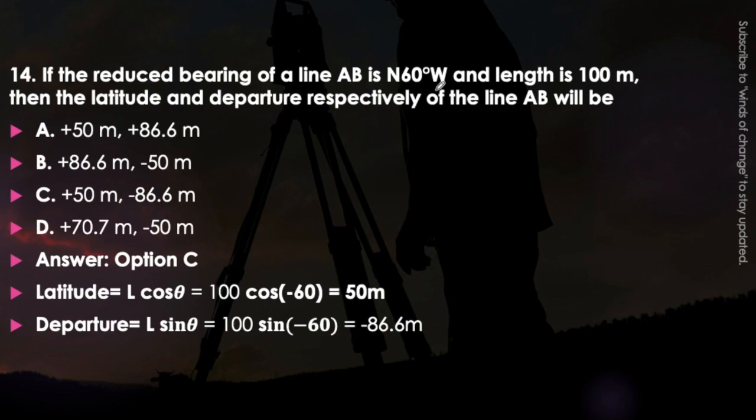And how is it? Latitude will be L cos theta. Okay, and cos minus 60 will be cos 60 only. 100 into cos 60, it will be 100 by 2, that is 50 meter. While in case of the departure, it will be L sin theta, and since sin minus 60 equals minus of sin 60, it will become minus 86.6 meter. Okay, so memorize it, it is very important.